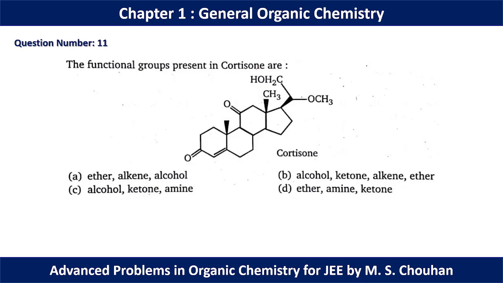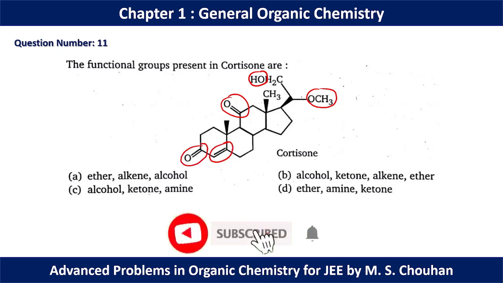So in this position we have alcohol, this is ether, this is ketone, this is another ketone, and this is alkene. So alcohol, ketone, alkene and ether, these four are the functional groups which are present in this molecule. So for question number 11, option B is the correct option.